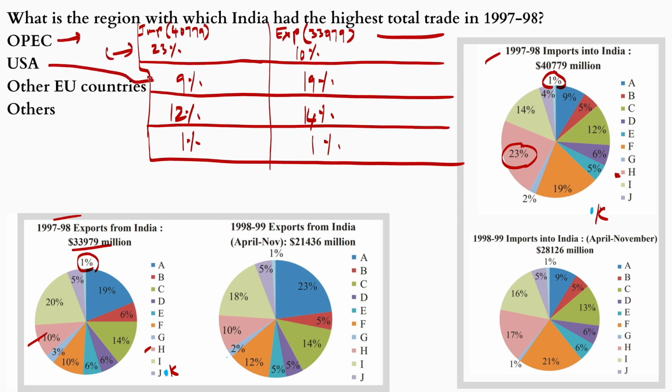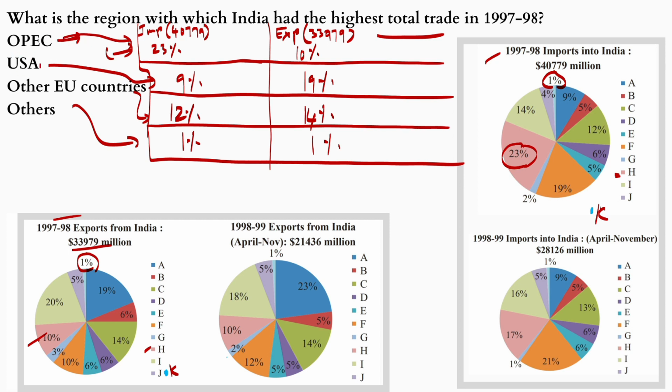This is USA, right? This is OPEC. This is others, and this is other EU countries. So for USA, 9% of 40,000, 19% of 33,000. Of course, for the export percentage, if we compare, USA's export percentage is 9% more, but the percentage of imports is more than 100%. It's more than double that of USA to the OPEC, right?